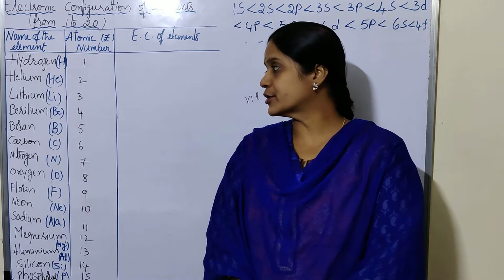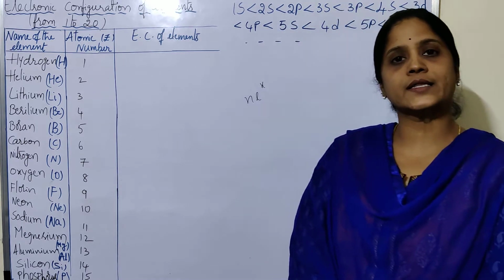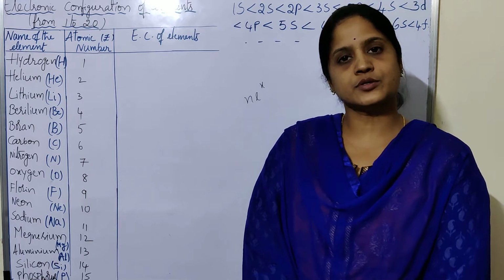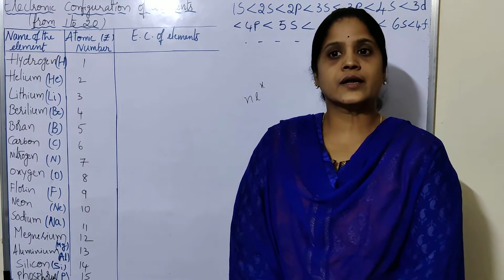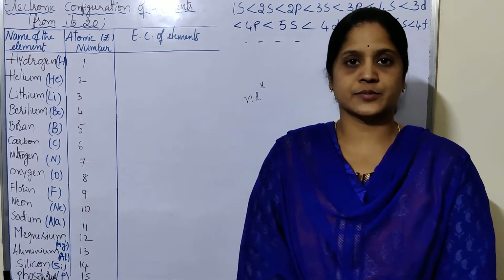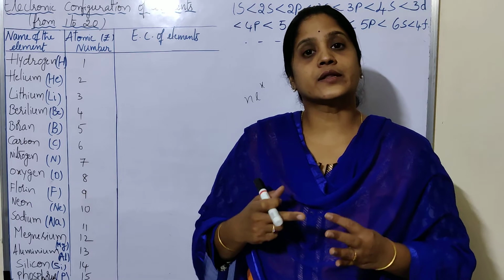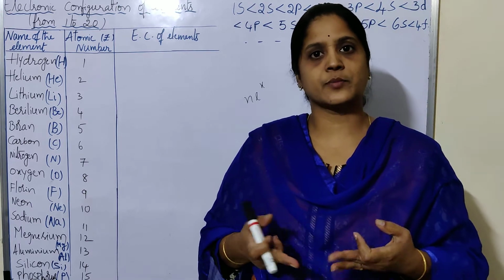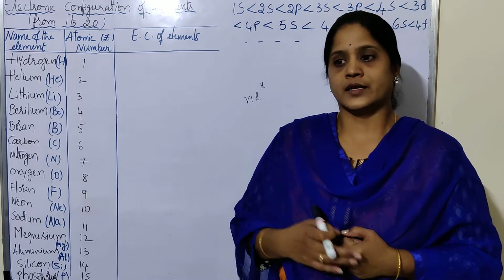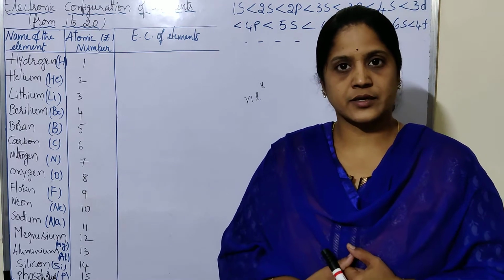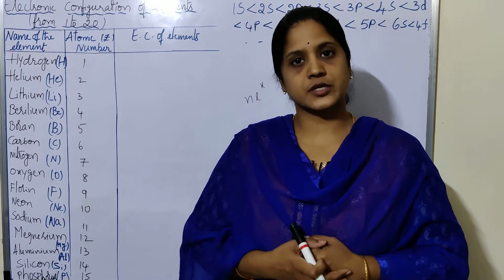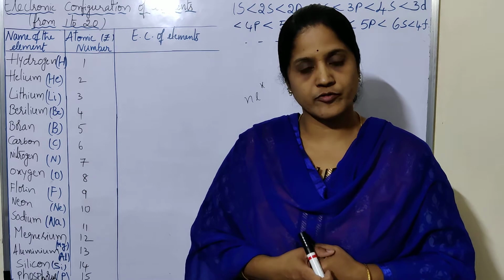Today in this video we will learn how to write the electronic configuration of elements from 1 to 20. Earlier we discussed in the structure of atom what is spectrum, the different types of spectrum: emission spectrum, absorption spectrum, electromagnetic spectrum, visible spectrum, and then Max Planck's theory, Bohr-Sommerfeld theory, quantum numbers, the 4 quantum numbers. Then, what is an electronic configuration?